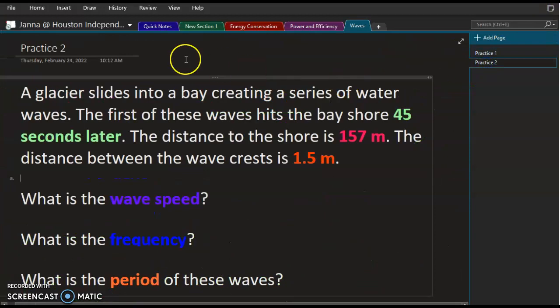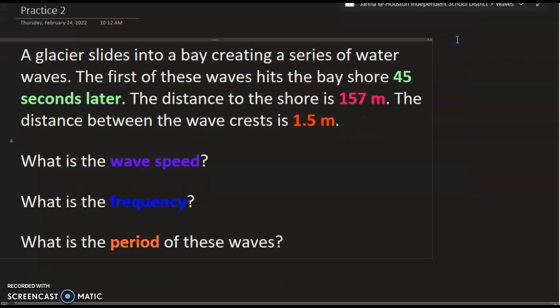Next, practice. A glacier slides into a bay, creating a series of water waves. The first of these waves hits the bay shore 45 seconds later. The distance to the shore is 157 meters. The distance between the wave crests is 1.5 meters. What is the wave speed?